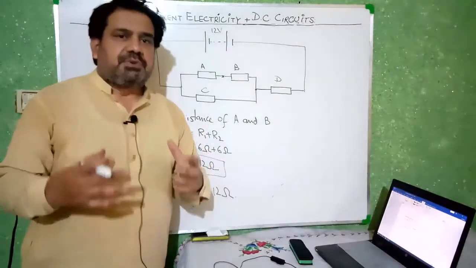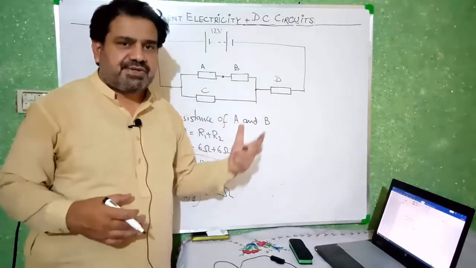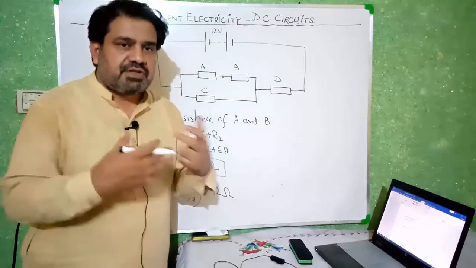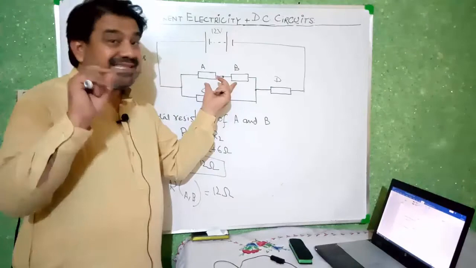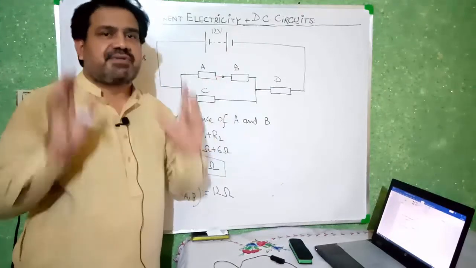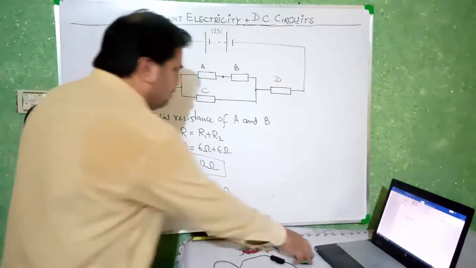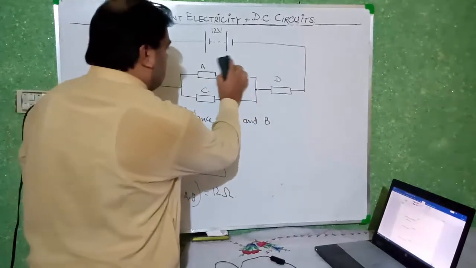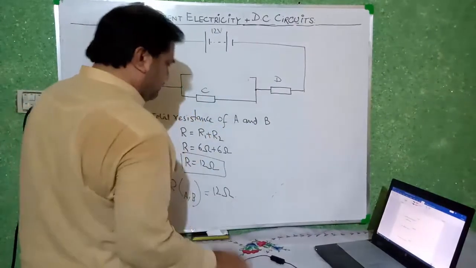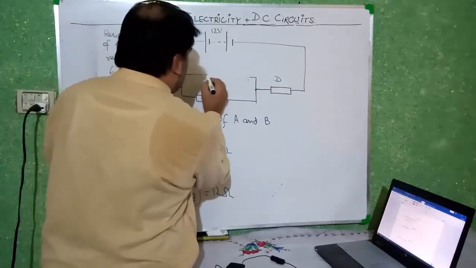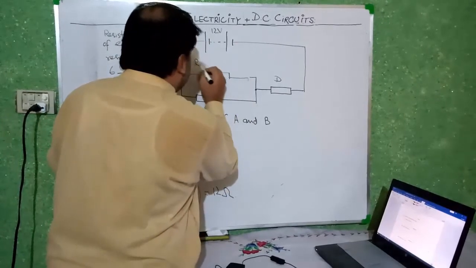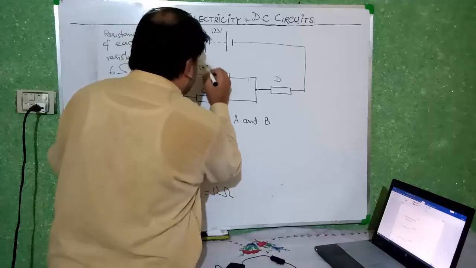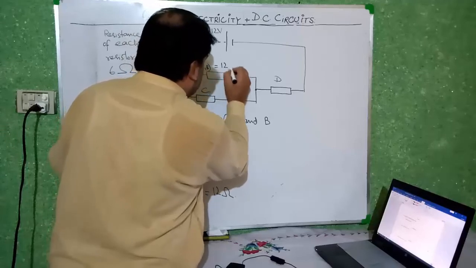Now what I am going to do is redraw this diagram. What's the total change in this diagram? These two resistances can be represented by a single resistance. So I am going to make one change in this diagram. Now there is only one resistance available over here, and that is RAB, and actually this resistance is 12 ohm.